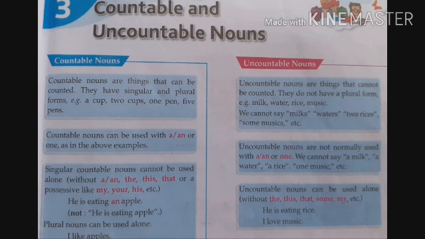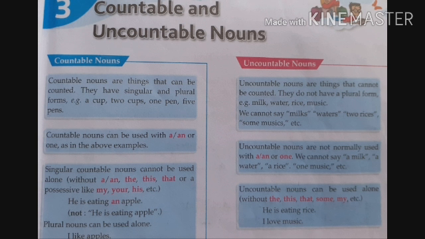Today we will start chapter 3 of class 8 English grammar, and the topic is countable and uncountable nouns. Before starting the chapter, we must know the definition of countable and uncountable nouns. Countable nouns are things that can be counted. They have singular and plural forms: a cup, two cups, one pen, five pens. We will read case studies in this chapter one by one.